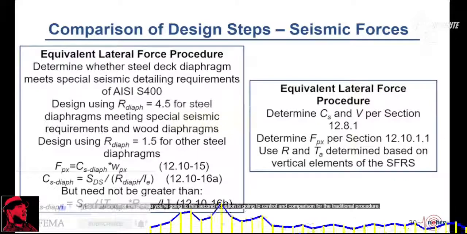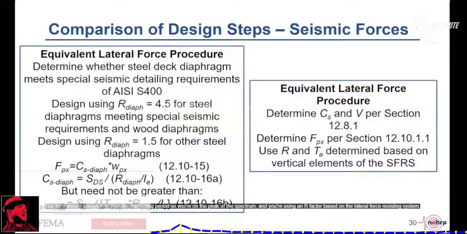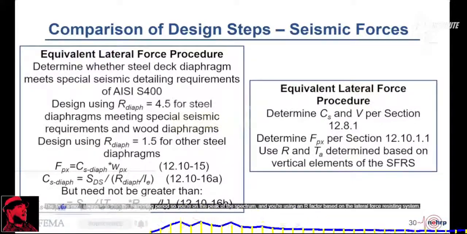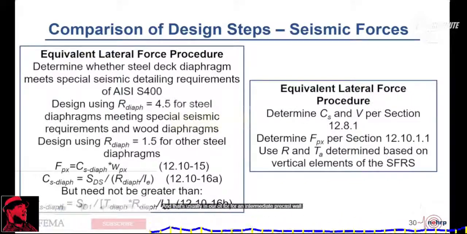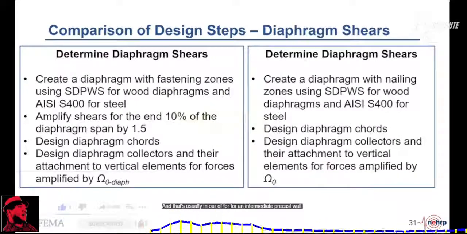In comparison, for the traditional procedure, T_a is almost always less than the transition period. So you're on the peak of the spectrum and you're using an R factor based on the lateral force resisting system, and that's usually an R of 4 for an intermediate precast wall.